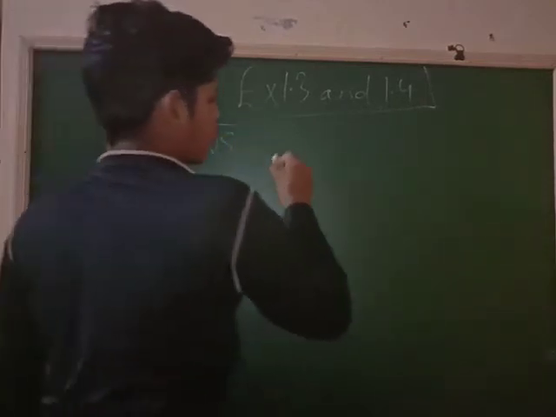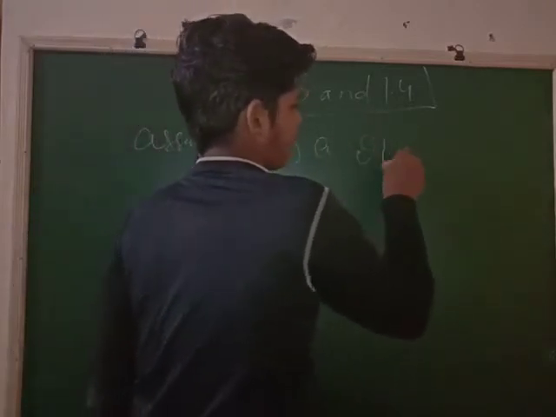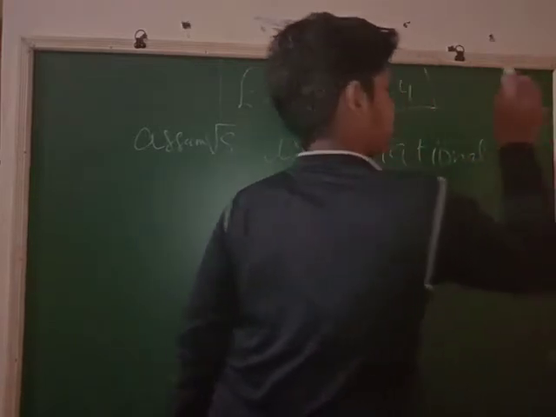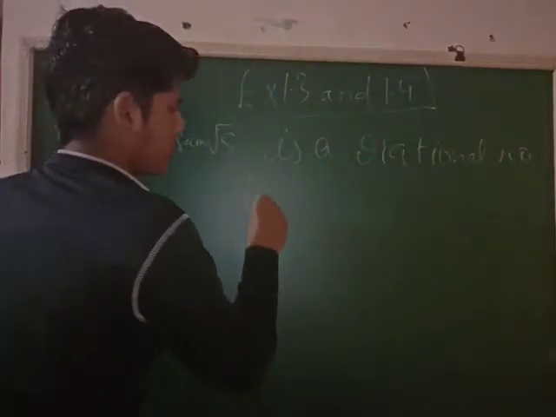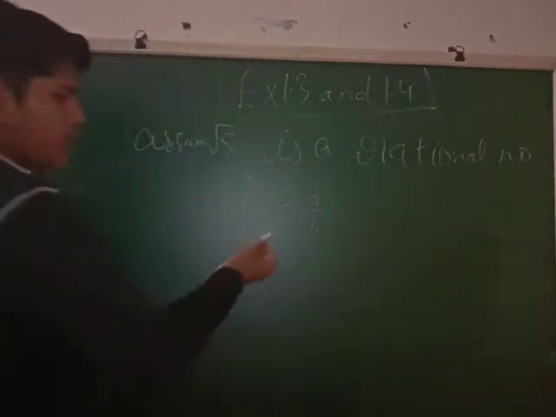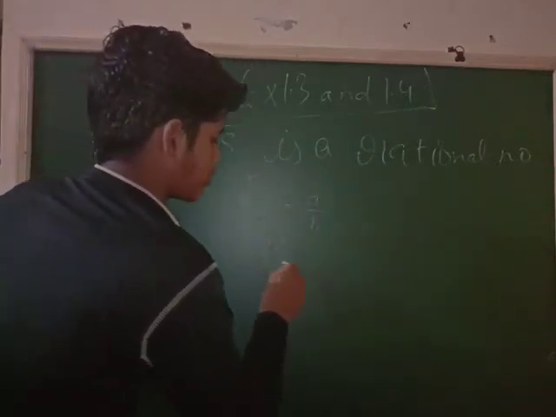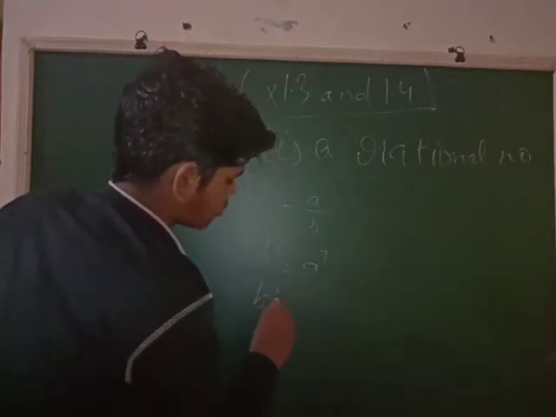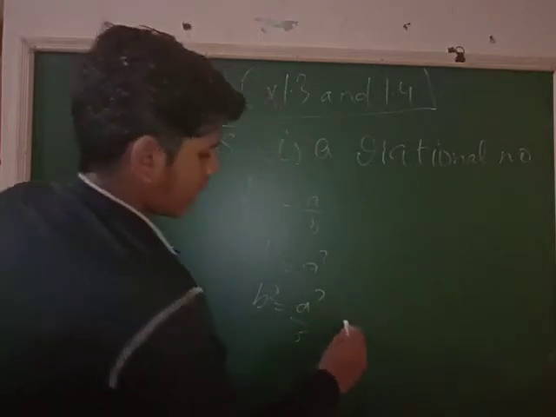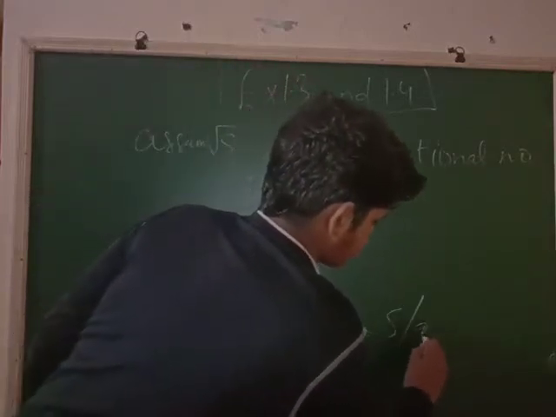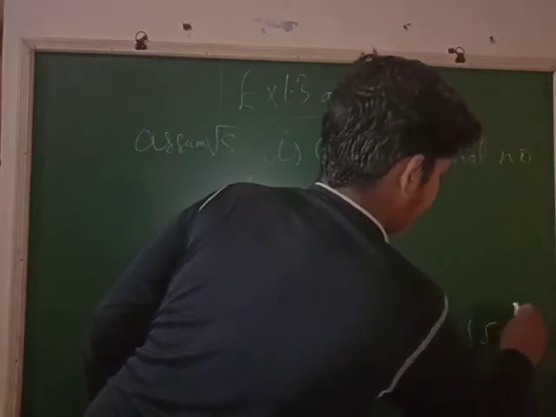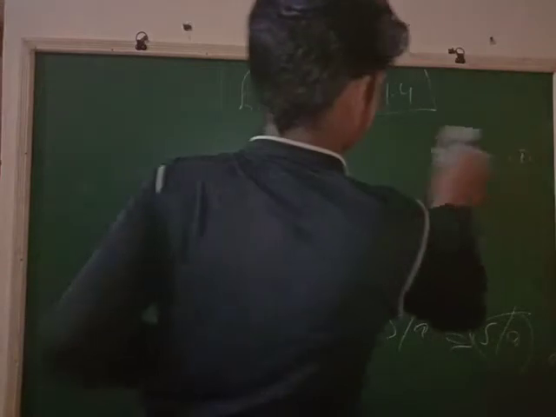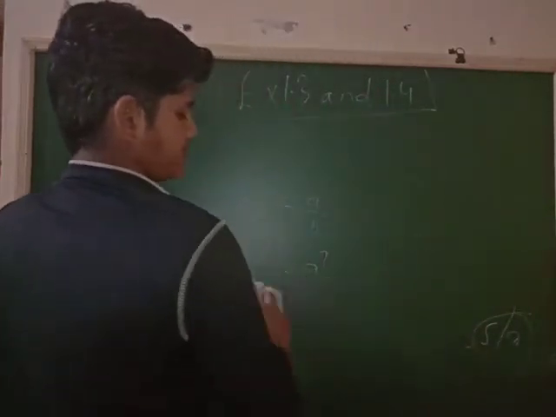Assume root 5 is a rational number. Now you can write root 5 is equal to a upon b. Square both sides. 5b square is equal to a square, which simply means b square is equal to a square by 5. As you know, 5 divides a square. Similarly, 5 divides a, which is our first equation.